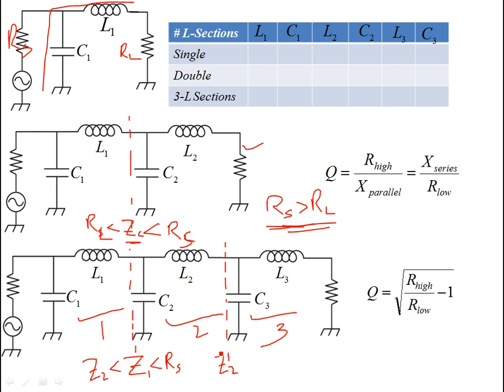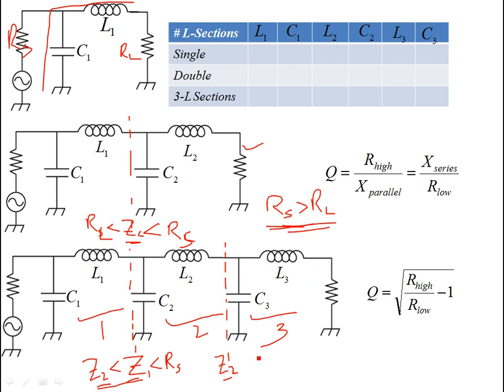Similarly, Z1 is supposed to be greater than Z2. Why? Because Z2 over here is in series with L2, and Z1 is over here. So Z1 is across the shunt reactive element, so it is supposed to be higher than Z2. That's the idea, Z1 is greater than Z2. So you keep on repeating the same steps if you have more cascaded sections.